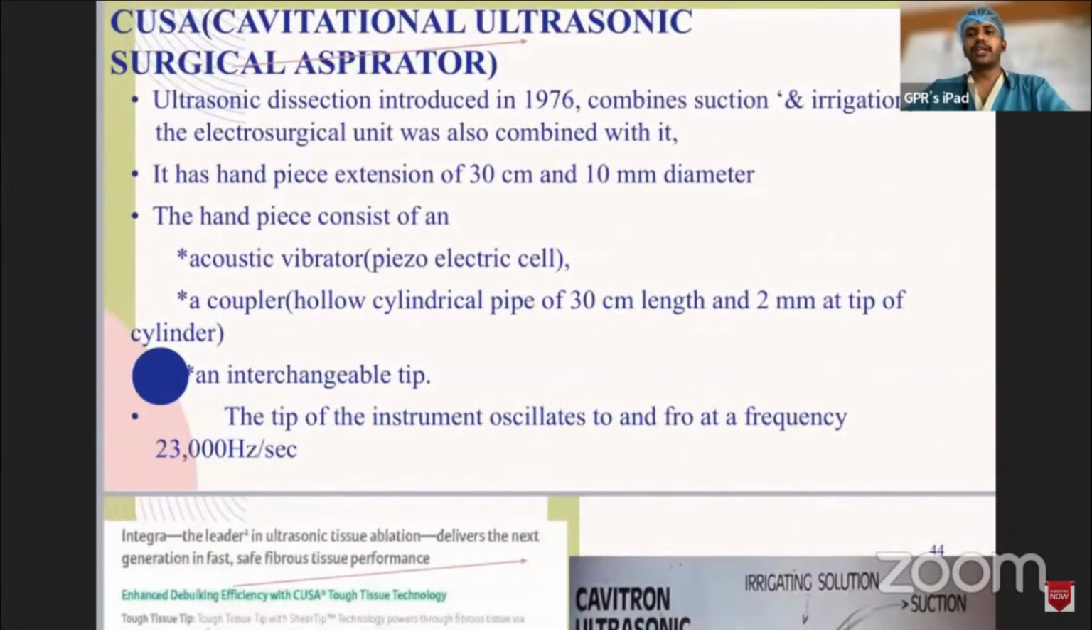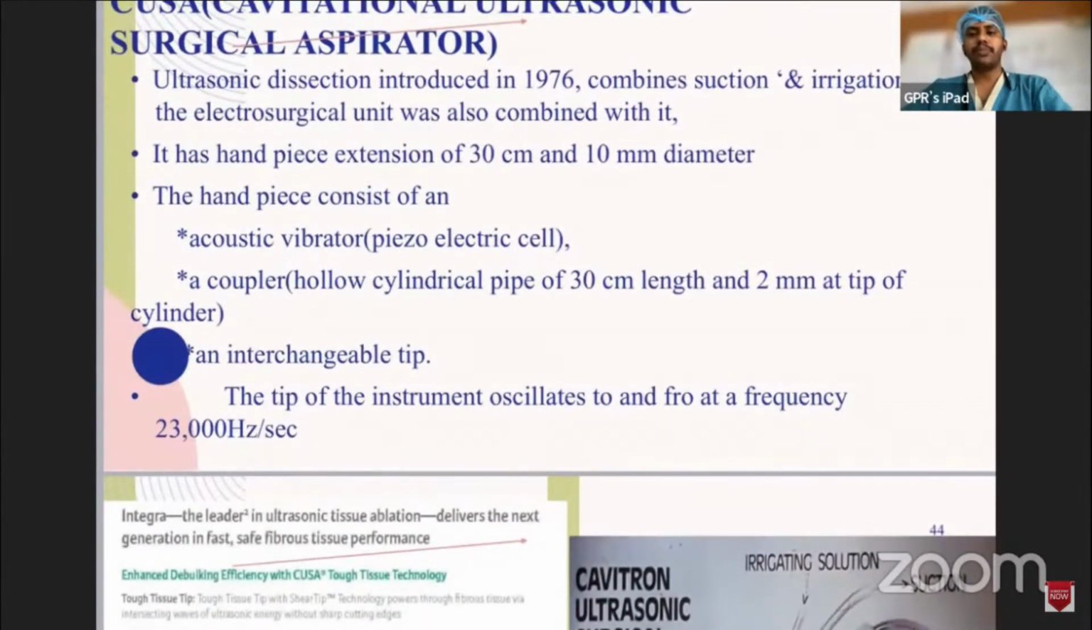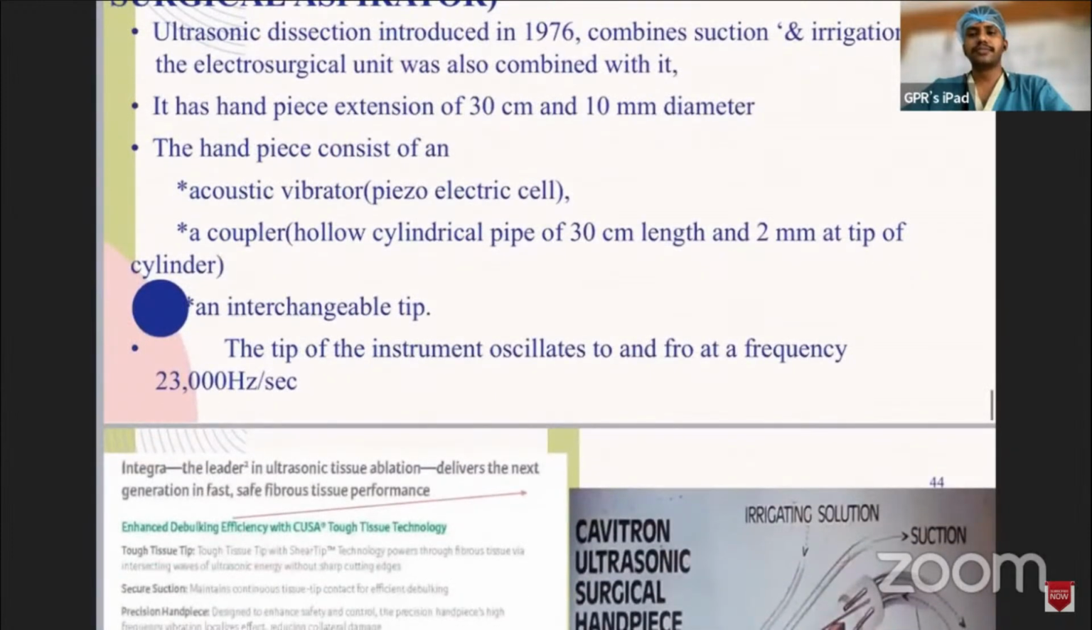Next comes the CUSA, which is like an advanced instrument of all. Ultrasonic dissection was introduced in 1976, which, combined with the suction and irrigation effect, can be used in places where there is more water content and less blood flow. It comes with a handpiece extension of 30 centimeters or 10 millimeter diameter. This is an acoustic vibrator which has a coupler and an interchangeable tip, oscillating at a frequency of 23,000 hertz.